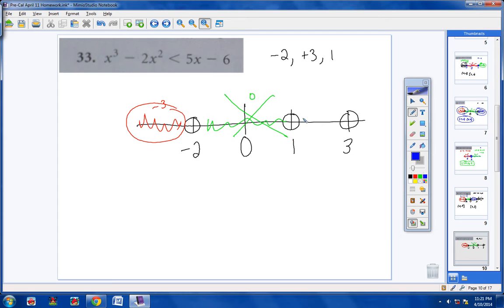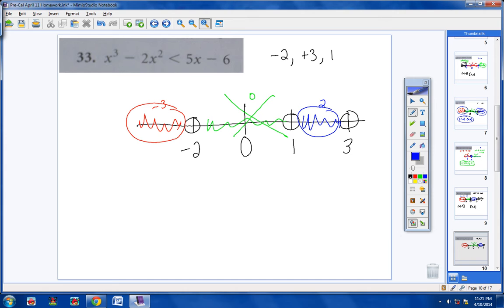Now let's test this region here, and we're going to use the number 2. Well, 2 to the third power is 8. 2 times 2 is 4 times -2 is -8, less than 5 times 2 is 10 minus 6 would be 4. So 0 is less than 4, and that is true, and so that section there does work.